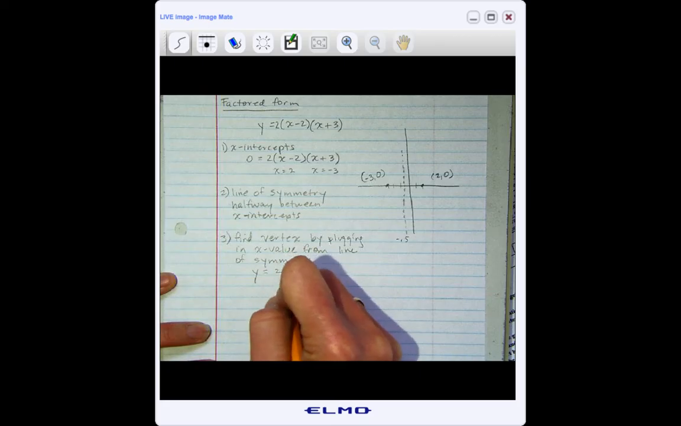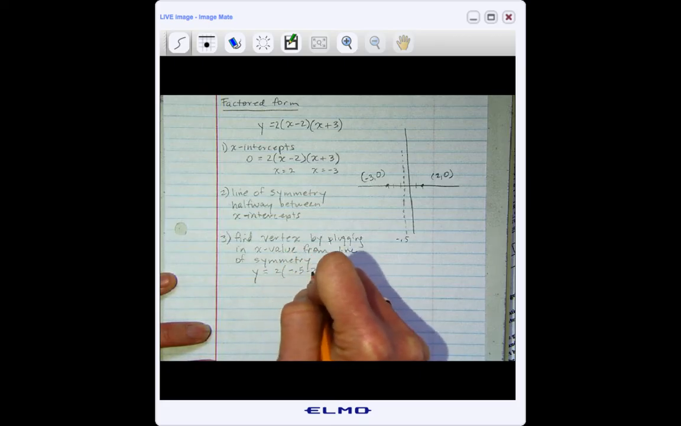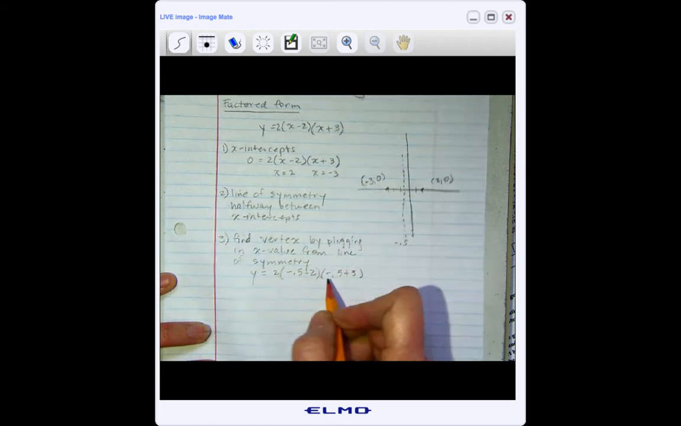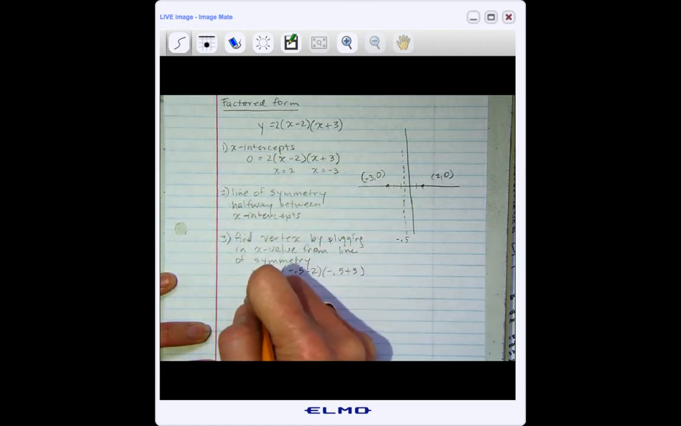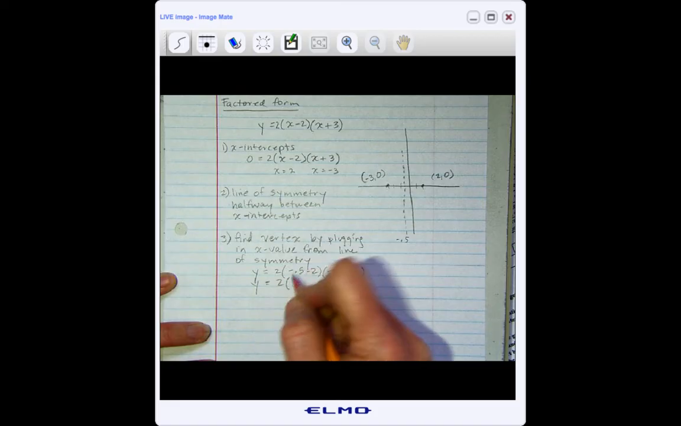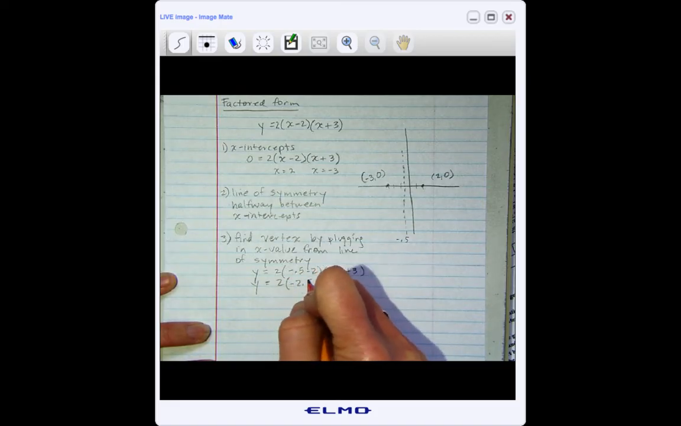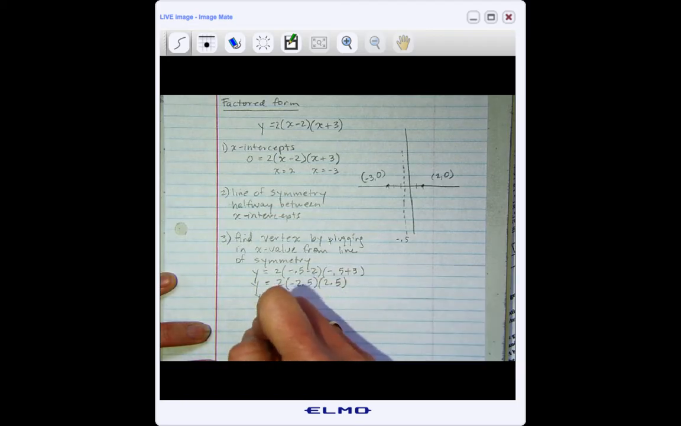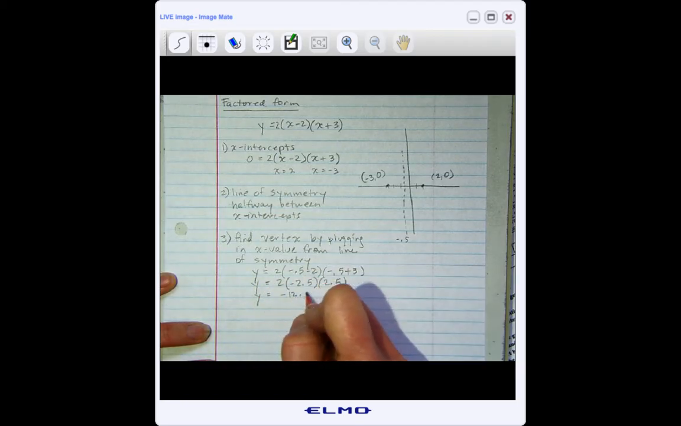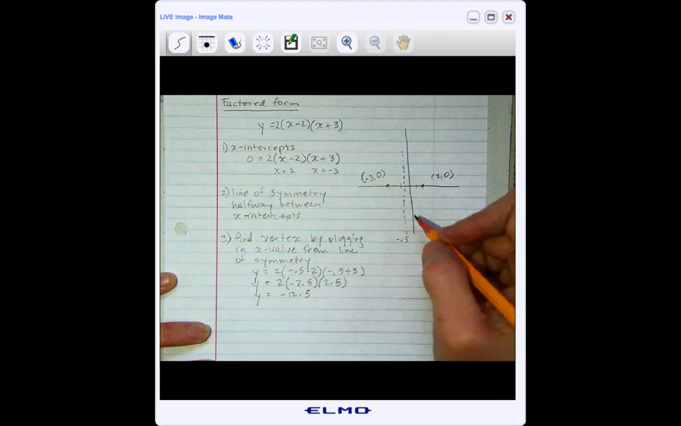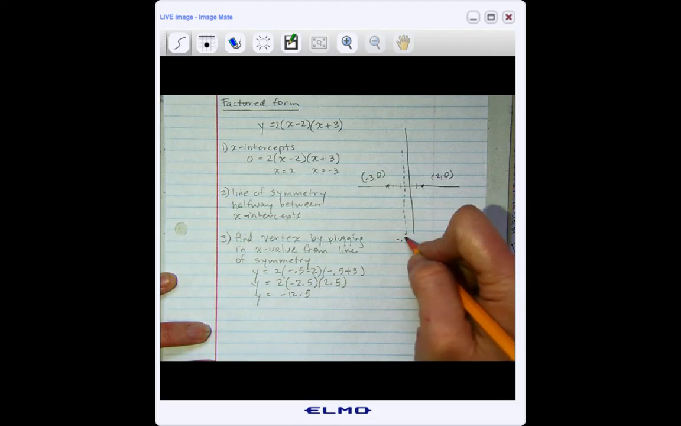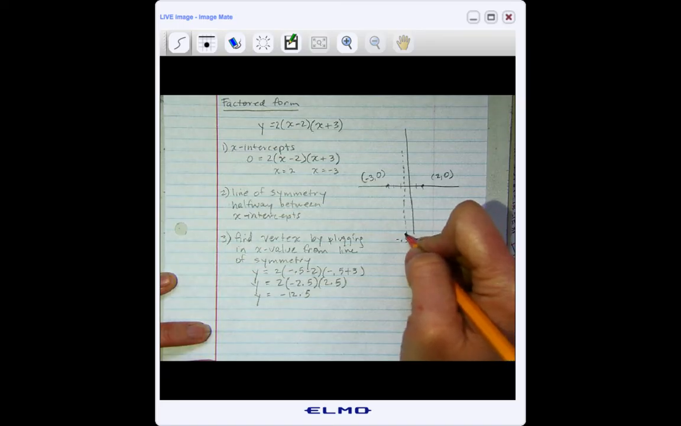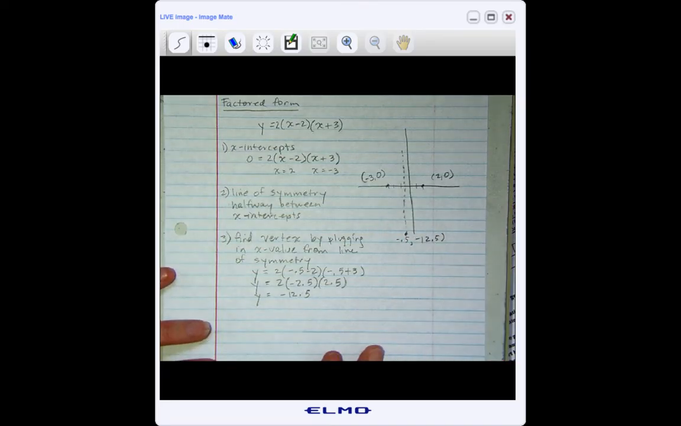So 2 times negative 0.5 minus 2, negative 0.5 plus 3. So I'm just putting negative 0.5 back into my original equation. So I get y is equal to 2 times negative 2.5 times 2.5. And if I go ahead and multiply that out, I get negative 12.5. So I know my vertex is going to be at this point, negative 0.5, negative 12.5. Okay, so there's my vertex, which is kind of a key point.